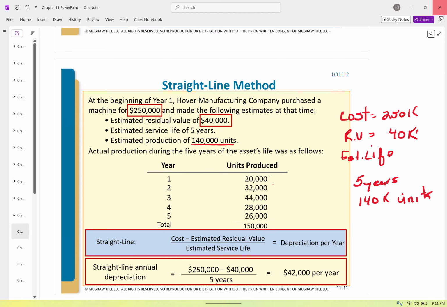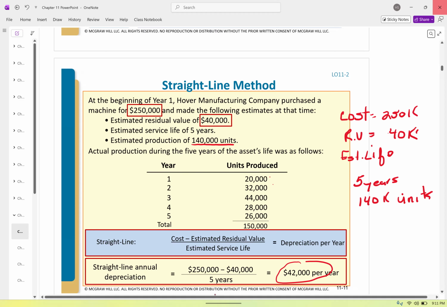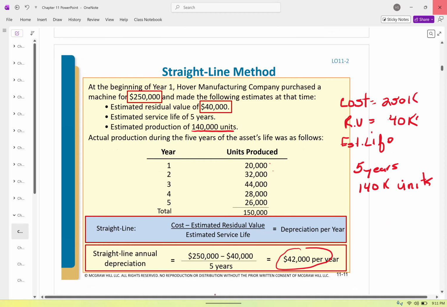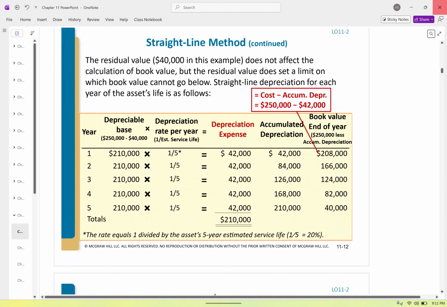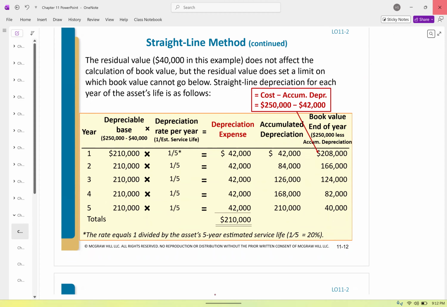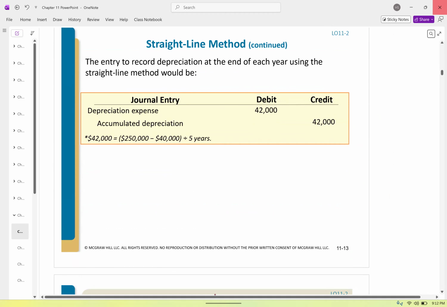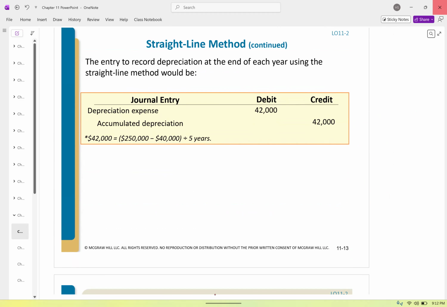So they calculated that every single year, the depreciation expense will be 42,000. So you can see how that stays the same. Accumulated depreciation. I'm going to draw some T accounts out for us here in just a minute so you can understand again what accumulated depreciation is. The journal entry is going to be debit depreciation expense, credit accumulated depreciation.